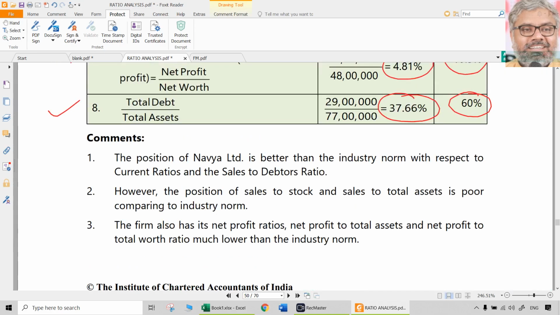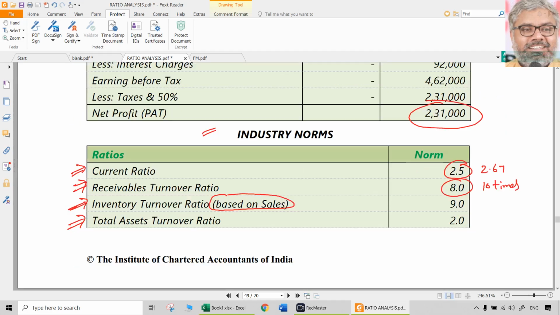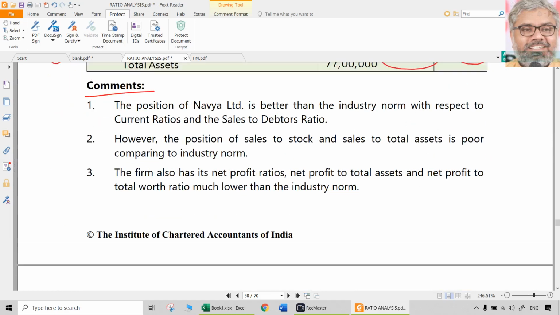Anyway, when compared with the industry norms, what are the comments that you can offer if such questions are asked in the examinations? Quite possible. All these are institute material questions, meaning each of them could be asked in the exams also. Not exactly the same, but similar questions were asked in past exams also. So what are the comments that you can make? Comments are also equally important. You don't get marks only for computations, your analysis, if asked.